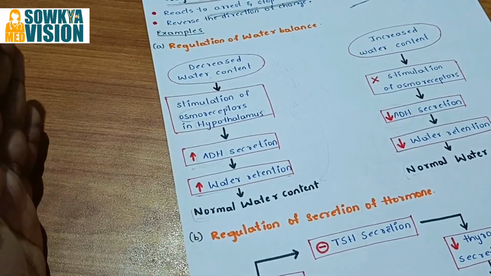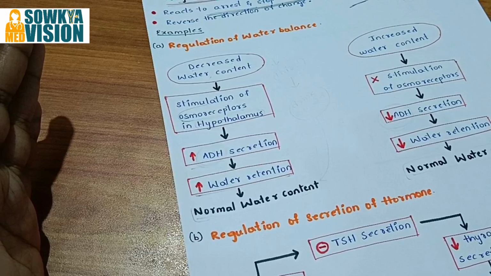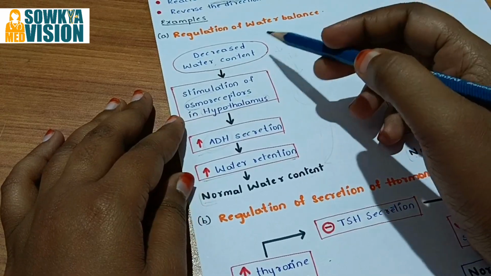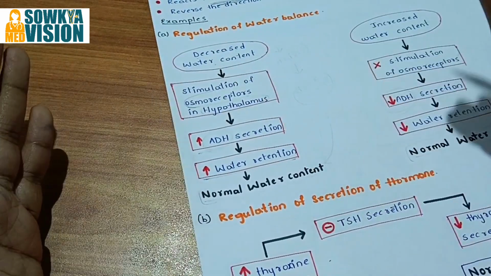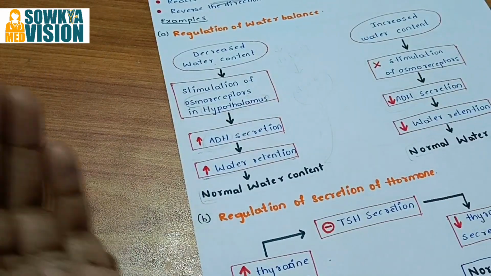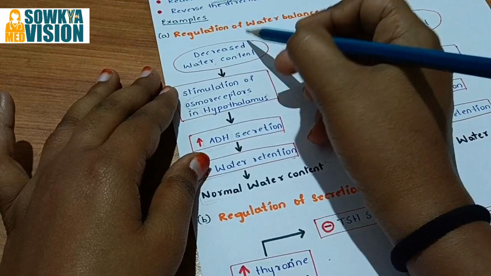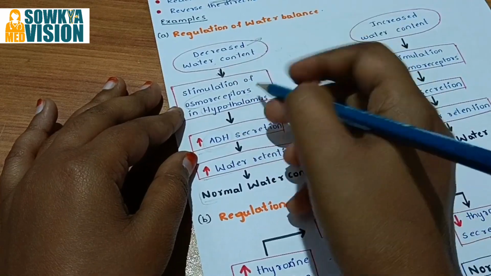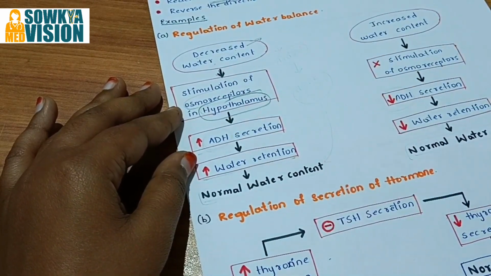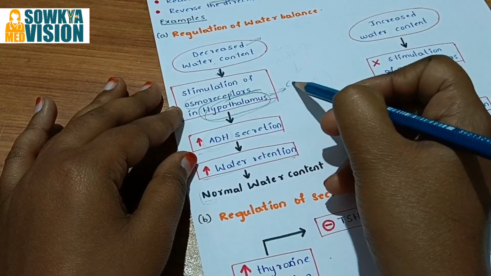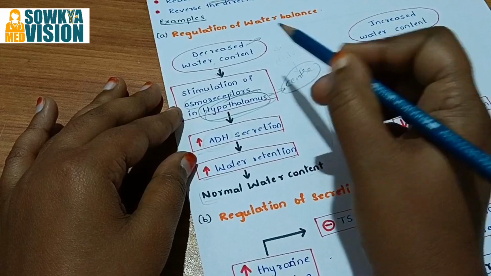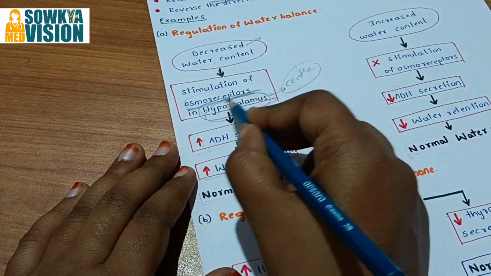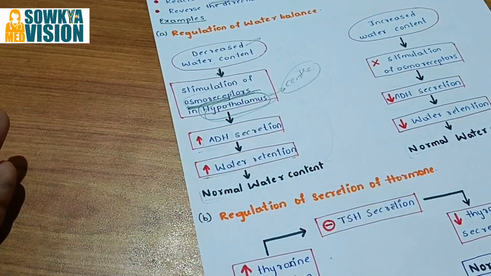See, if there is alteration in the water content in the body, we will see a decrease and an increase. So firstly we will see decrease in water content. If there is any decrease in water content, which changes the internal environment, that gives signal to the hypothalamus. This hypothalamus is the control center. That information reaches the hypothalamus through what? Osmoreceptors. These are the receptors present in the hypothalamus.